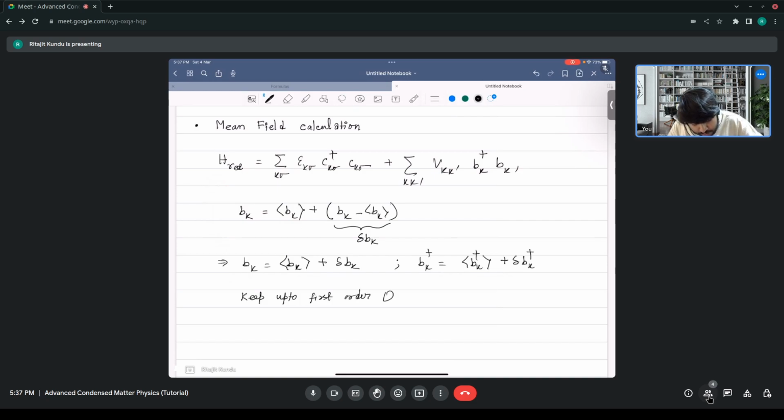So that is order of delta bk. Okay, and so we'll say that the delta bk square term is negligible. So we'll just plug 0 for delta bk square terms.